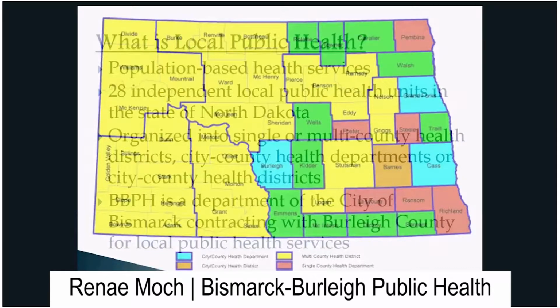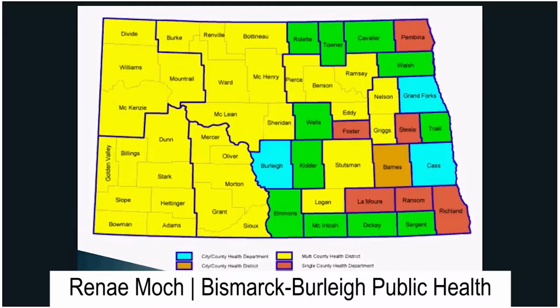And this is a map of the local public health units across the state of North Dakota. You can see that Burleigh, Cass, and Grand Forks are set up in a similar format as a city-county health department. And then on the western side of the state, it's a lot more rural, where we have multi-county health districts, and then several mixed single county health departments, and also single county health districts. So that kind of gives you an idea about the state breakdown.